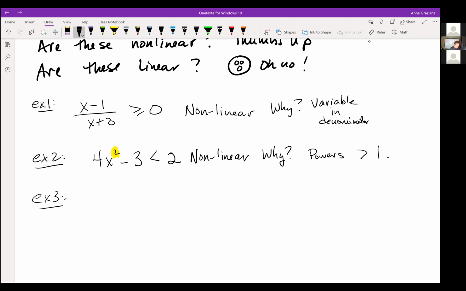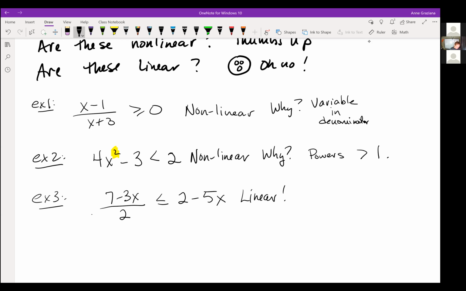All right, how about this one? 7 minus 3x, all of that divided by 2, is less than or equal to 2 minus 5x. Linear or nonlinear? Nonlinear means thumbs up. Linear means oh no. All right, good job, guys. This is linear.